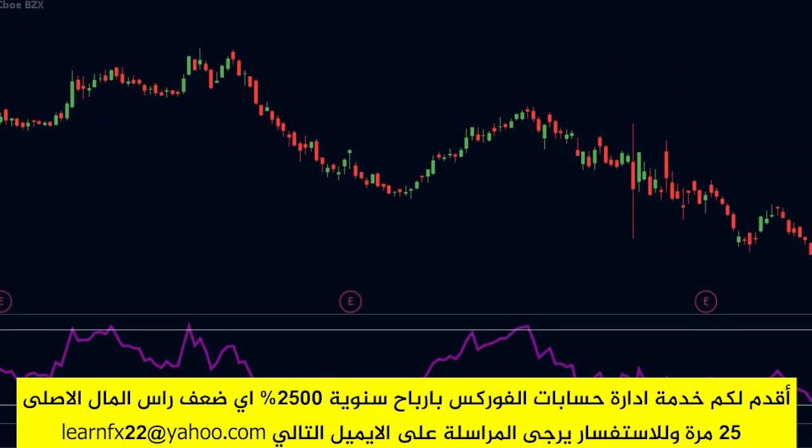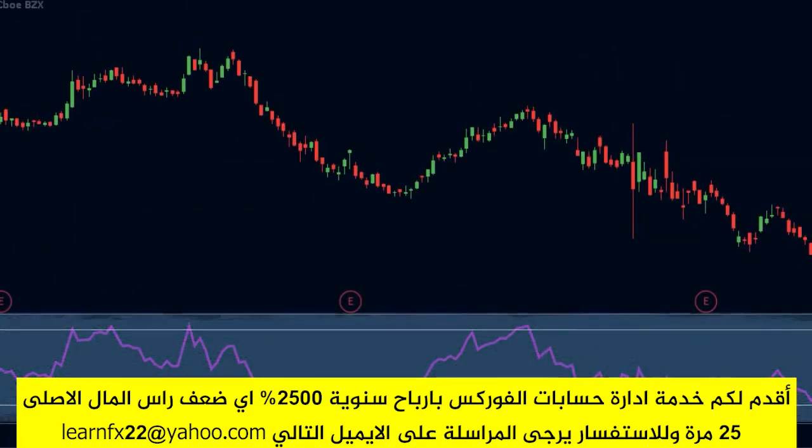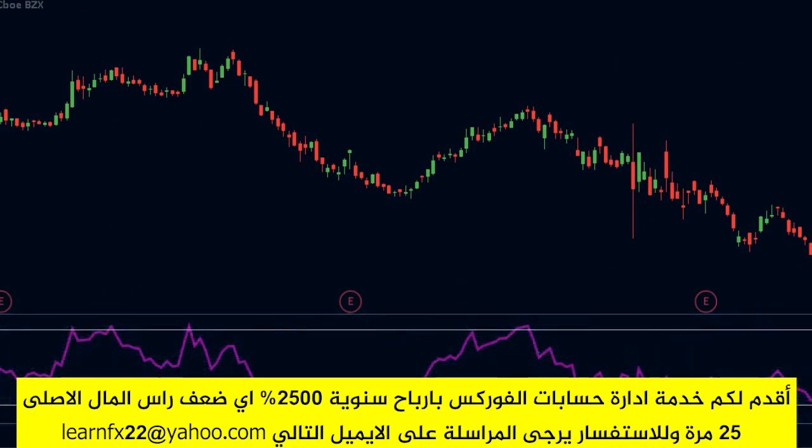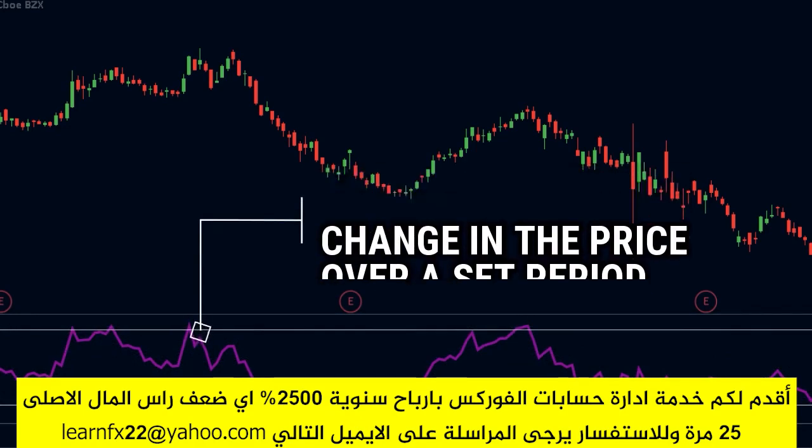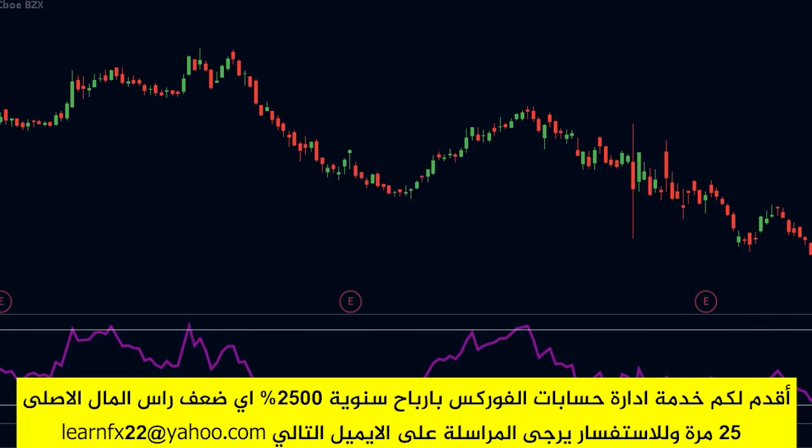The third and last indicator that we will use is the relative strength index. The relative strength index is also known as the RSI. The RSI indicator shows the relative change in the price during a set period of time. For instance, the default 14-period RSI shows the relative change in the price over the last 14 candles.